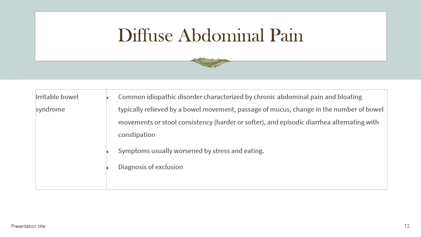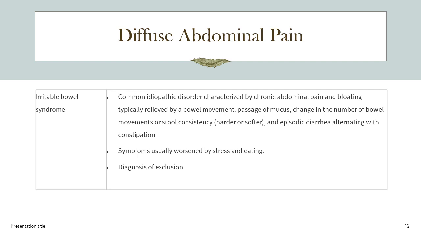Irritable bowel syndrome, IBS. This is a diagnosis of exclusion, a diagnosis of rule out. A patient presents to you with diffuse or periumbilical abdominal pain that is sometimes crampy in nature, associated with bloating, and the pain is relieved by bowel movement, and the patient has changes in the number of bowel movements or stool consistency, meaning diarrhea alternating with normal stool, or diarrhea alternating with constipation, or constipation alternating with normal stools.